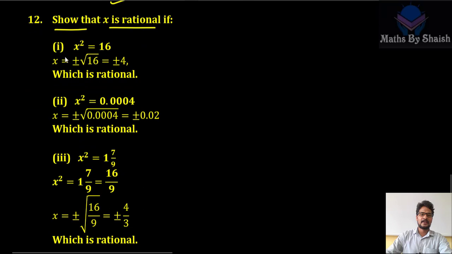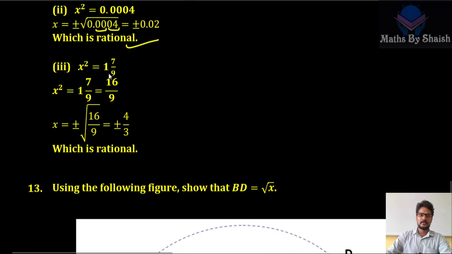Show that x is rational if x square is 16. So x square is 16 means x equals plus minus root 16, that is 4, and 4 is a natural number, and we can say plus minus 4 means they both are integers, that's why it is rational. Similarly in this case also, 1 to 4 decimal places, so it is going to be 2 decimal places, and 4 square root is 2. So again it is rational, these decimal numbers are rational numbers.